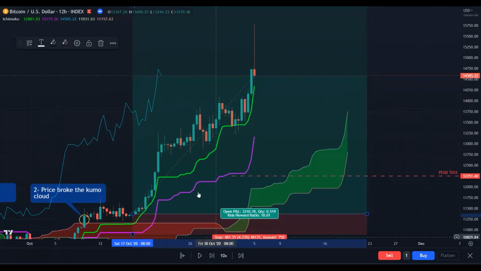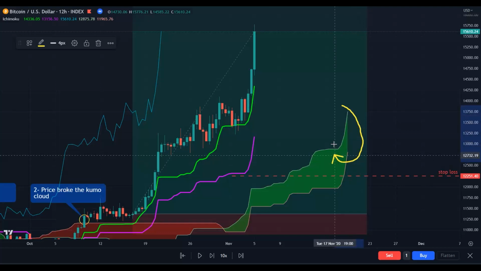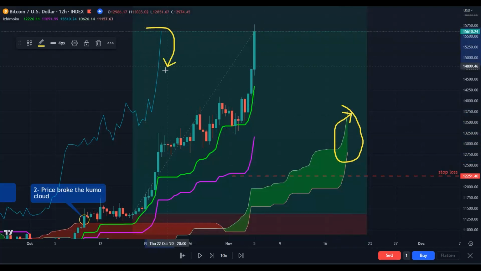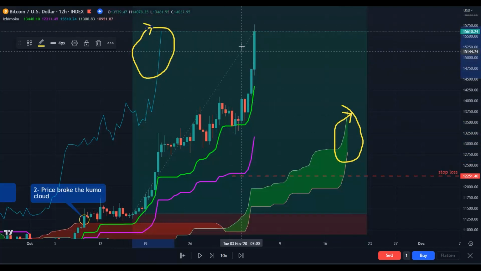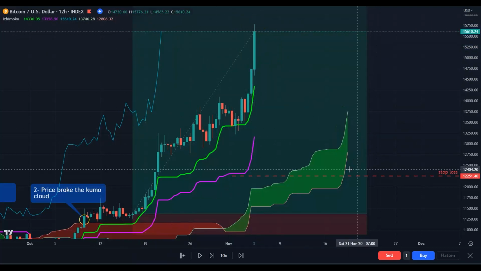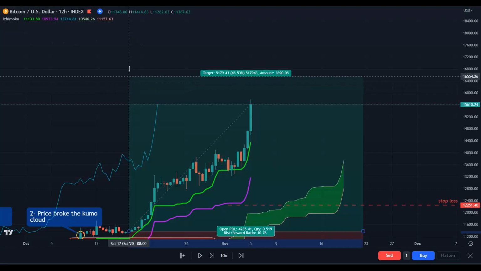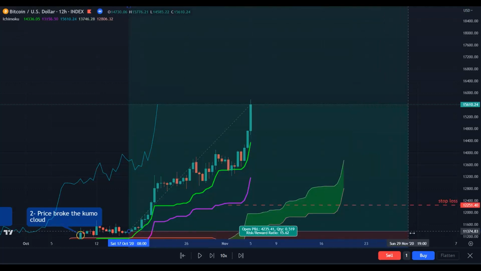Look here, the flat Kijun-sen is angling to the upside. The Kumo cloud is angling to the sky. Here, the Chikou span is angling to the sky, and price is bullish. When these factors are aligned together, that means a strong bullish momentum. So here we are going up.